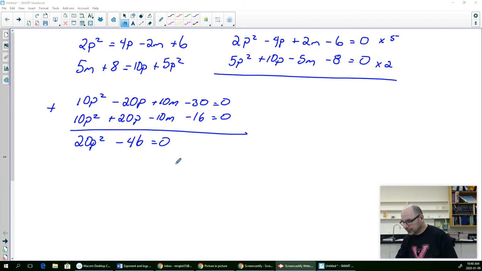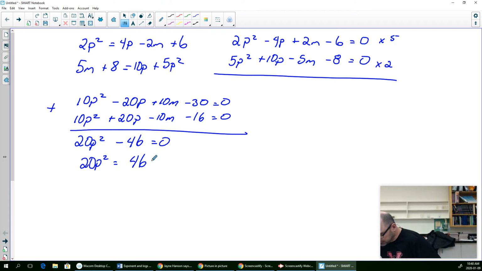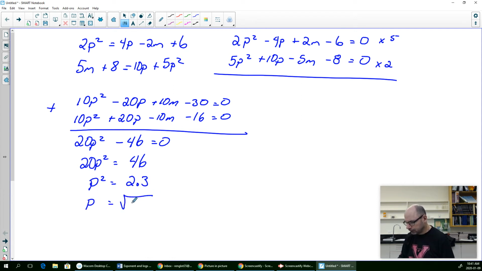Okay, sorry about that. So this is a negative 46. So we can solve for p by going 20p squared equals 46. Okay, then divide by 20 on both sides. Okay, 46 divided by 20. So I get 2.3 for p squared. Okay, and then to get p, we have to square root it. So p is going to be the square root of 2.3.